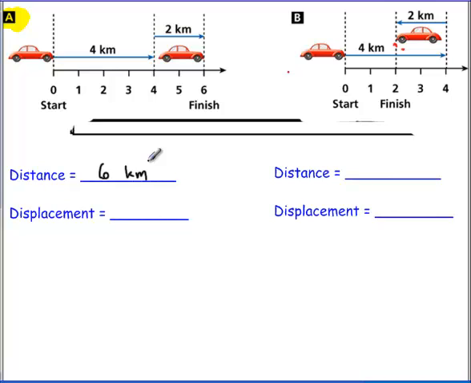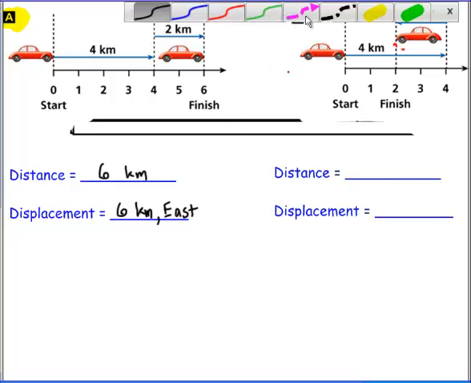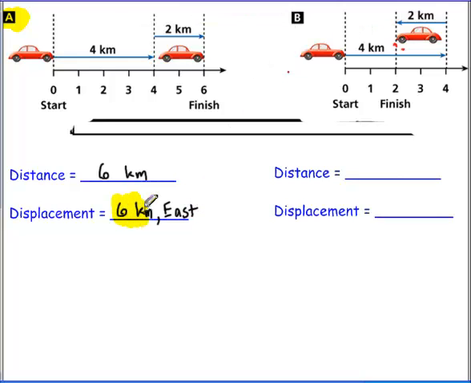Displacement is how far away and in what direction you end up compared to the starting point. So if you look at this car, the car has traveled a total of 6 kilometers to the right, or maybe it's to the east of its starting position. So the proper displacement would be 6 kilometers east. Notice that my displacement, because it's a vector measurement, has two components. It has a magnitude and a direction. You need to have both components in your displacement in order for it to be correct.